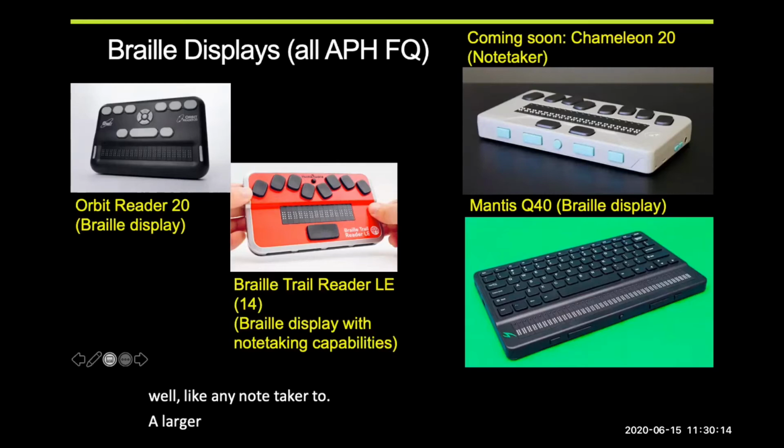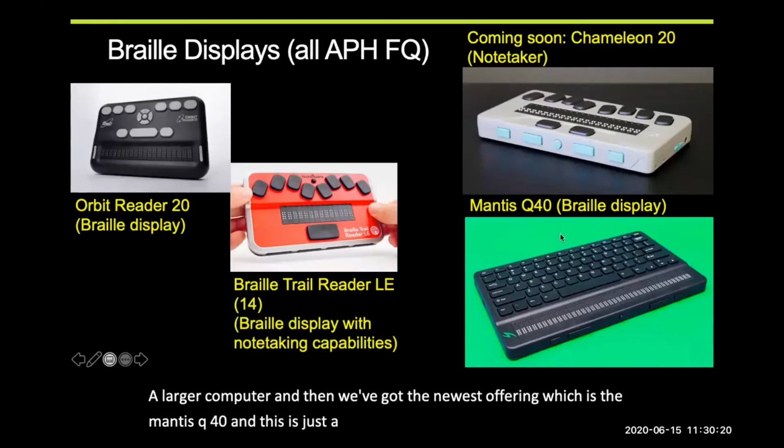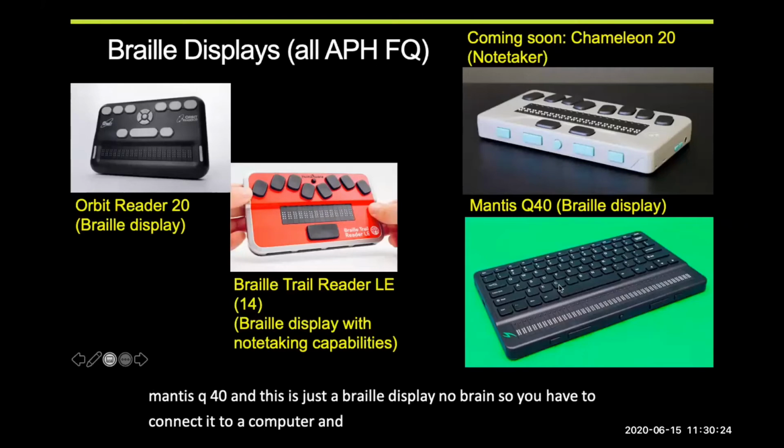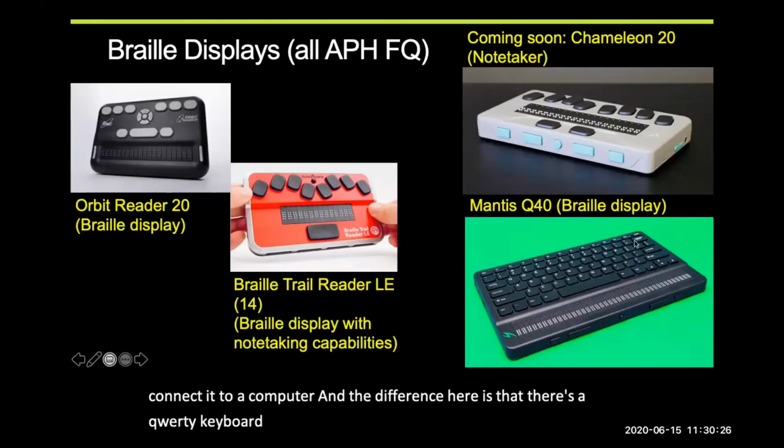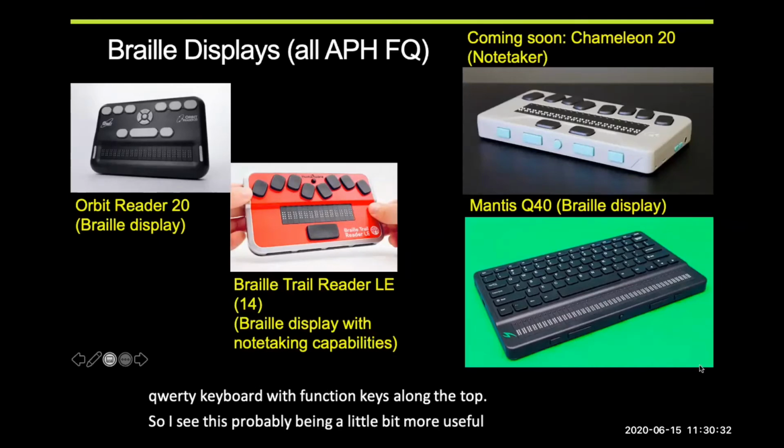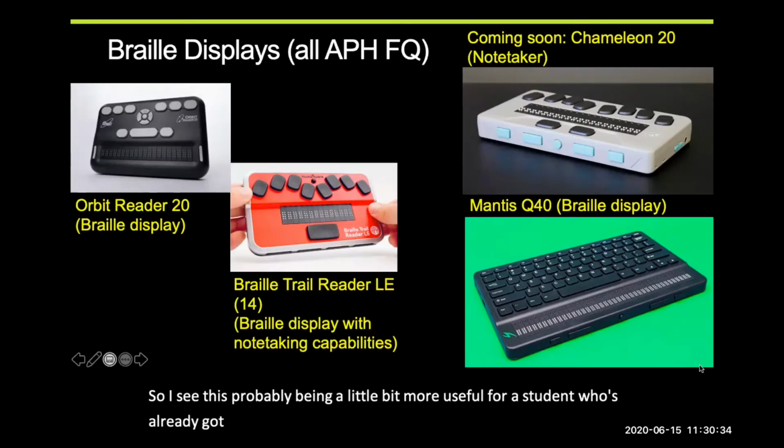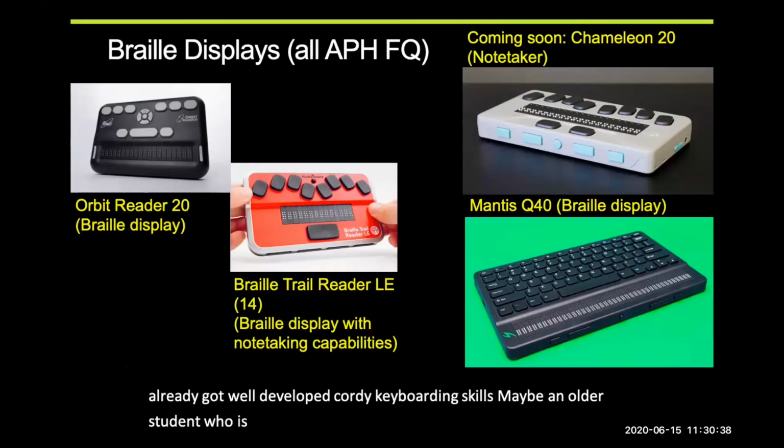And then we've got this newest offering, which is the Mantis Q40. And this is just a Braille display, no brains, so you have to connect it to a computer. The difference here is that there's a QWERTY keyboard with function keys along the top. So I see this probably being a little bit more useful for a student who's already got well-developed QWERTY keyboarding skills, maybe an older student who is transitioning to Braille and is just more familiar with QWERTY key input. This might be for that student.